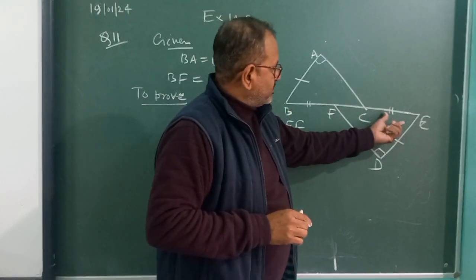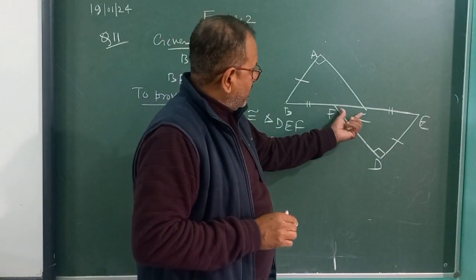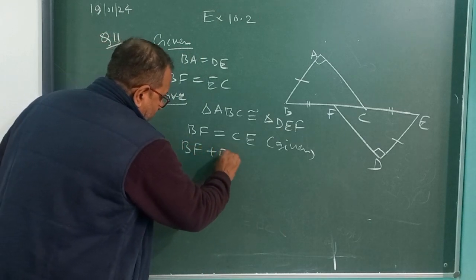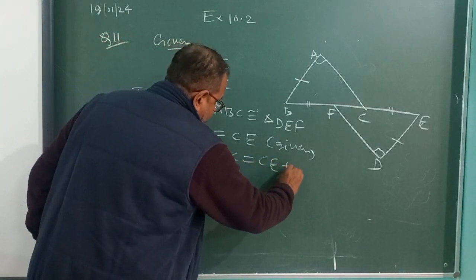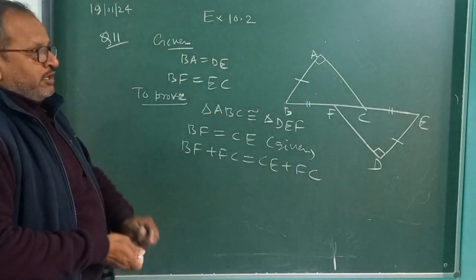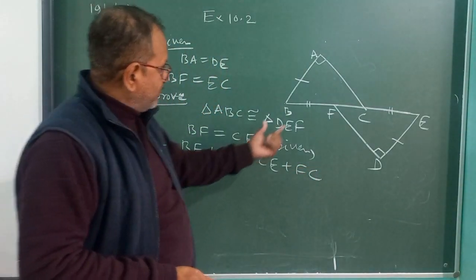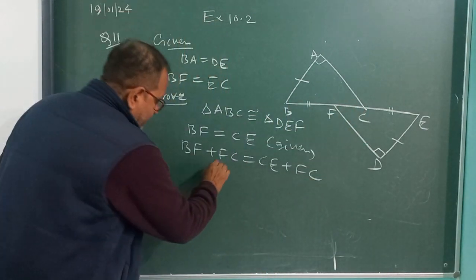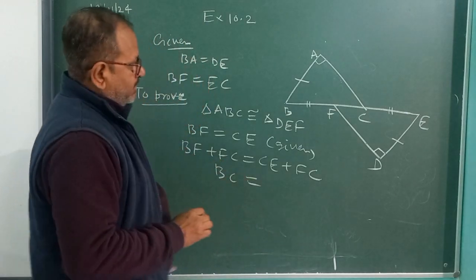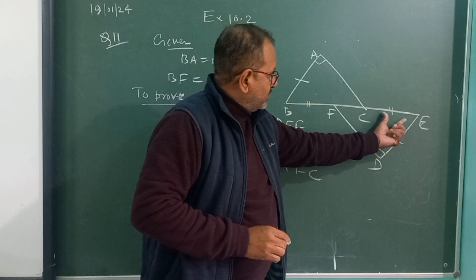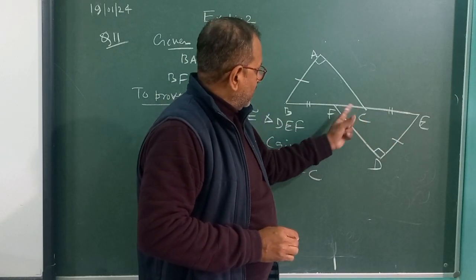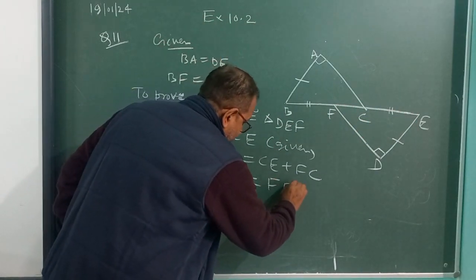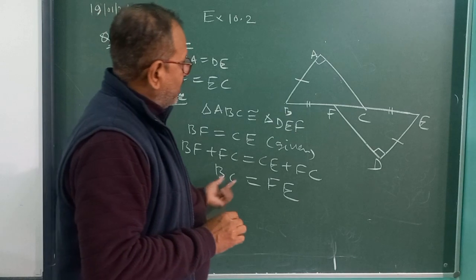BF and C both sides are equal, and FC on both the sides. So adding FC on both the sides. Now see the figure. What is BF plus FC? BF plus FC will become BC. And CE plus FC will become EF or FE. So BC and FE are equal.